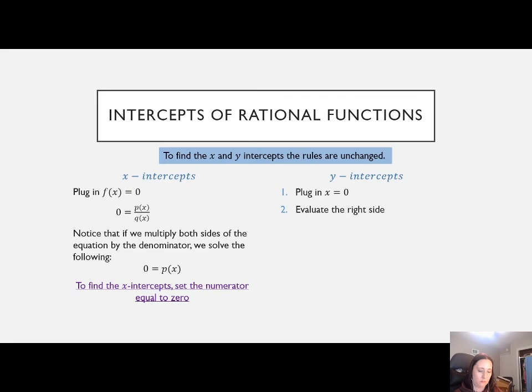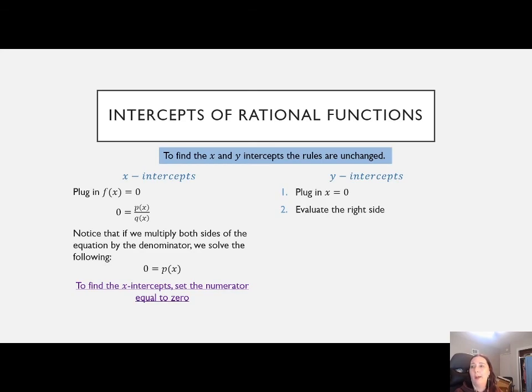So to find the x-intercepts, you just plug in f of x equals 0. You set y equal to 0. So you set your equation equal to 0. And what happens is when you multiply both sides by the denominator, which is what we do when we're solving rational equations, you still get 0 equals something. You get 0 equals the top. So to find the x-intercepts, you just take the top of the fraction, set it equal to 0, and solve. So you don't even need the denominator when you're finding the x-intercepts.